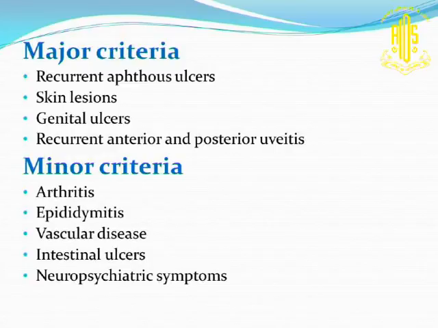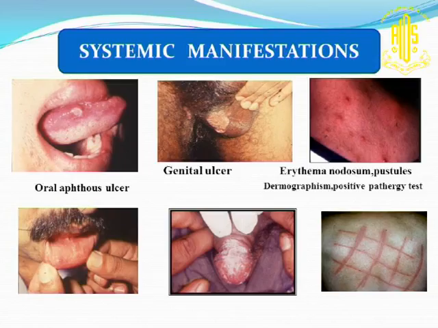So recurrent aphthous ulceration, skin lesion, genital ulcer, recurrent anterior and posterior uveitis, minor criteria, arthritis, epididymitis, vascular disease, intestinal ulcer, neuropsychiatric symptoms. And here you can see the oral aphthous ulceration, genital ulcers, erythema nodosum, and this is balanitis and positive pathogen test.